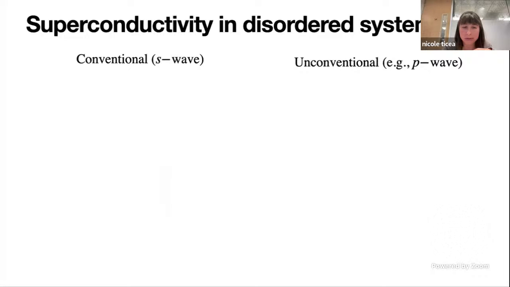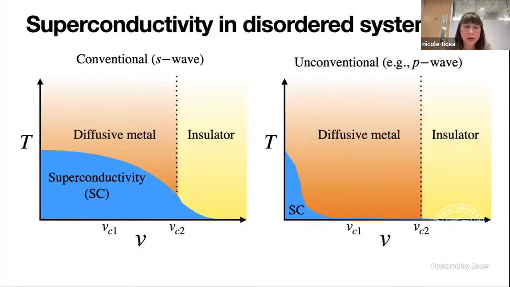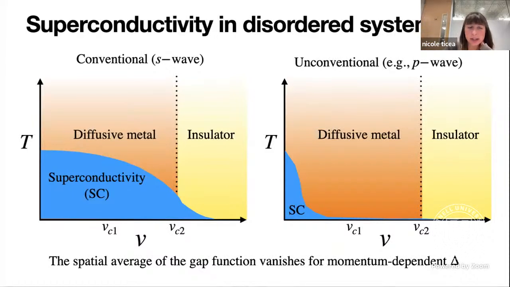So let's summarize this information pictorially with a phase diagram. What Anderson's theorem tells us is that conventional or S-wave superconductivity will not be suppressed for a finite disorder strength. It's only really when the localization length is the most important length in the problem, like in the insulating regime, that we start to see suppression of superconductivity. And conversely, unconventional superconductivity such as P or D-wave will be killed by even small amounts of disorder. Again, this is because the gap function for an unconventional superconductor carries momentum dependence and will, as a result, vanish upon performing this spatial averaging procedure. And this is really the content of Anderson's theorem.